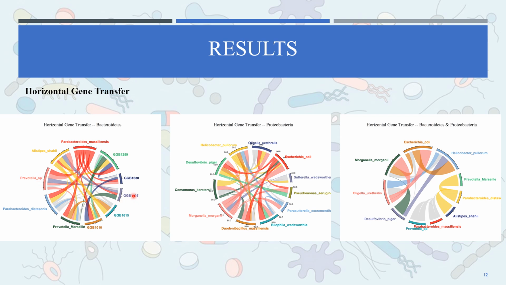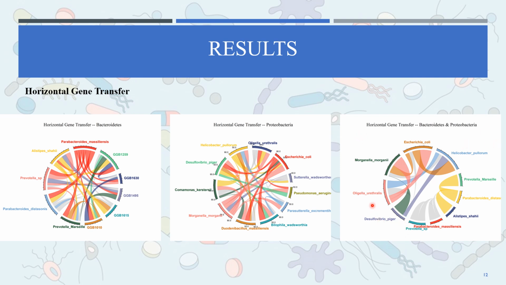That means from GGB1495 the genes are getting transferred to Prevotella, and every line is an indication of a horizontal gene transfer. So I was trying to prove the hypothesis of whether these genes can transfer only between the same phyla. And I've compared Bacteroidetes and Proteobacteria and put them into the same HGT plot.